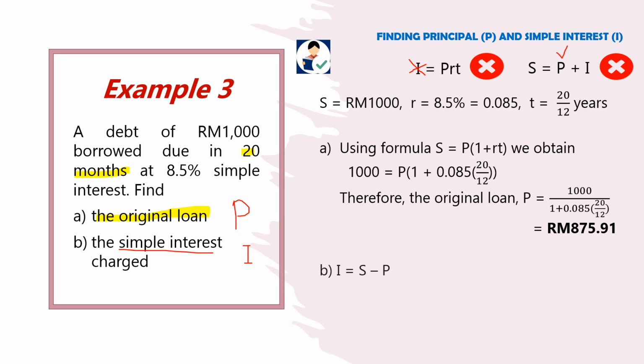So, we use the formula I is equal to S minus P, with the value of P from question A. So, 1000 minus 875.91. So, I, the interest charge, is equal to RM 124.09.